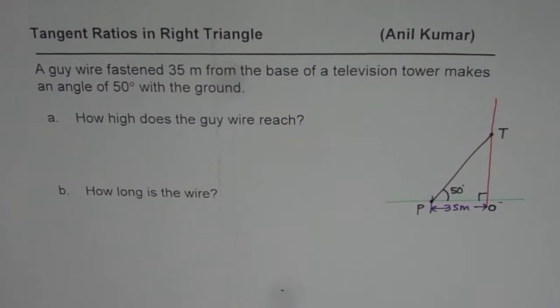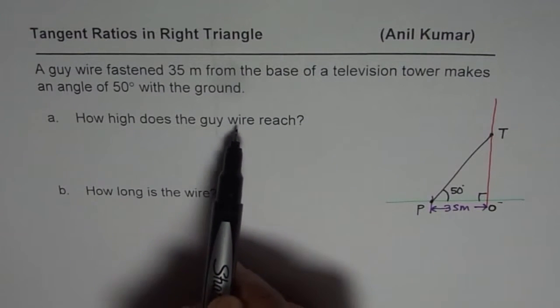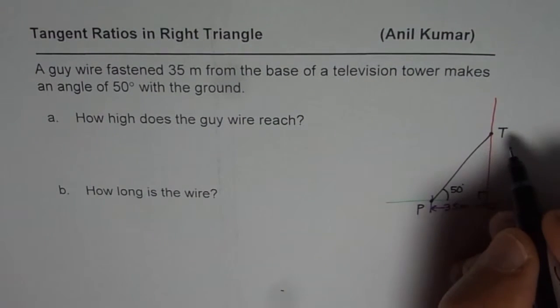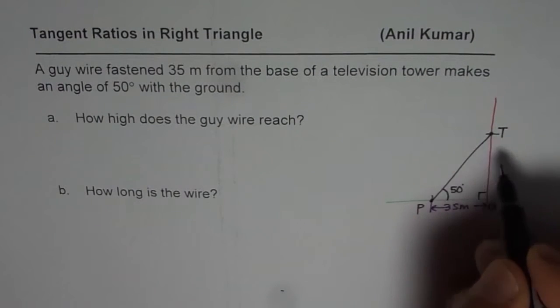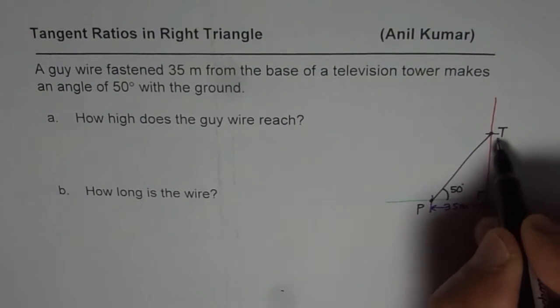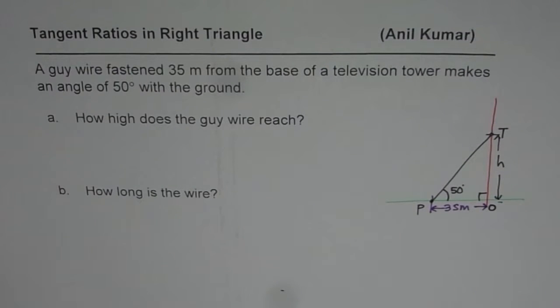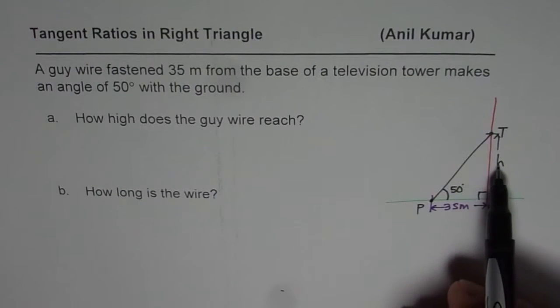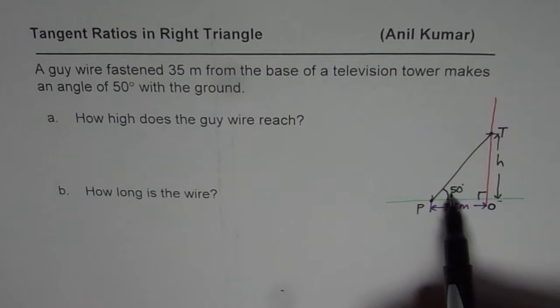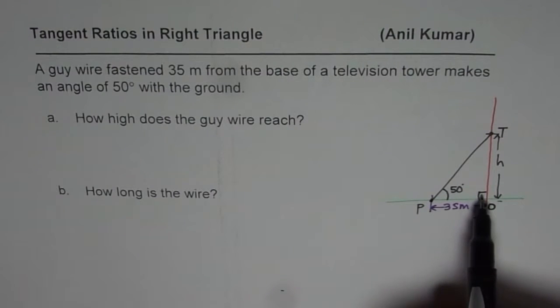Now let's look into this question once again. How high does the guy wire reach? So that means we need to find TO, that is the height, correct? So we need to find this height, so that is the height H. How are you going to find the height? That is an application of the tan ratio. We are interested in finding the height which is opposite to the given angle, and we know the adjacent side between the angle and 90 degrees, correct?